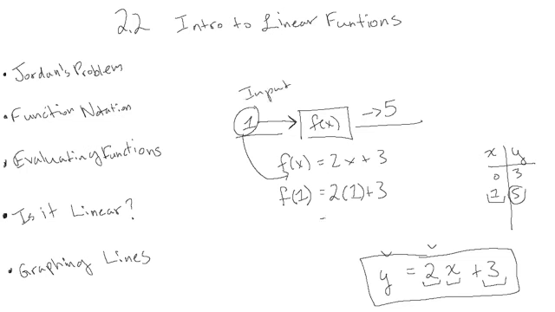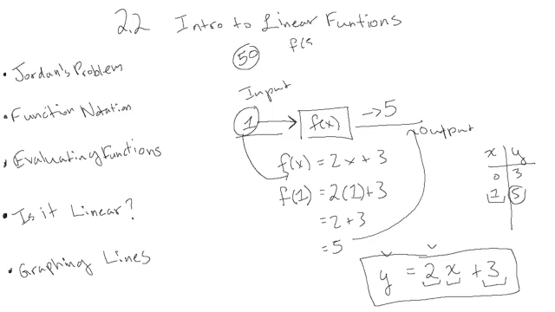Because my input is 1, 2 times 1 is 2. After this it's easy, right? 2 plus 3 is 5. So then the output is 5. Does that make sense? All right. So let's go back to our original problem. What if I input 50 into my function? Exactly. And let's prove that that's true.